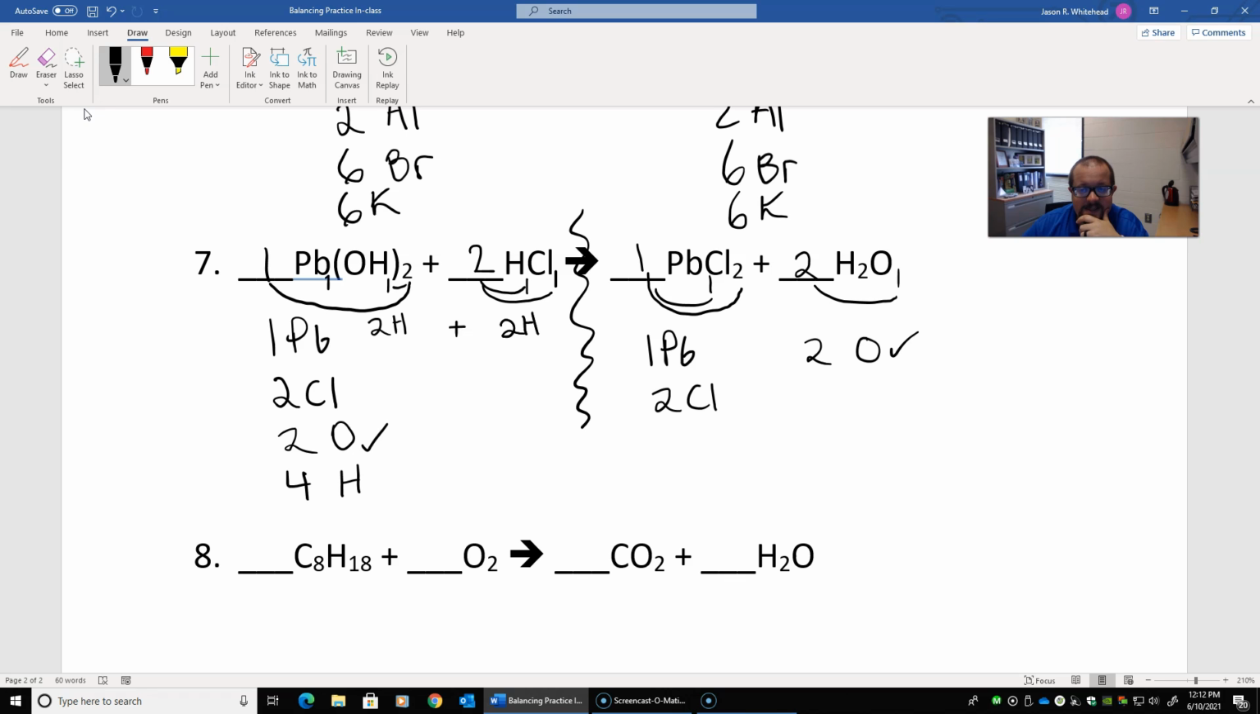So on the right-hand side, I need 4 H's as well. I've got a 2 out front. A 2 times our 2 gives me my 4 H's. So by taking care of the Pb and the Cl and the O, we didn't have to do anything fancy. The H's were already balanced for us. Now if we had messed up on the previous 3, the H's would not have balanced properly.